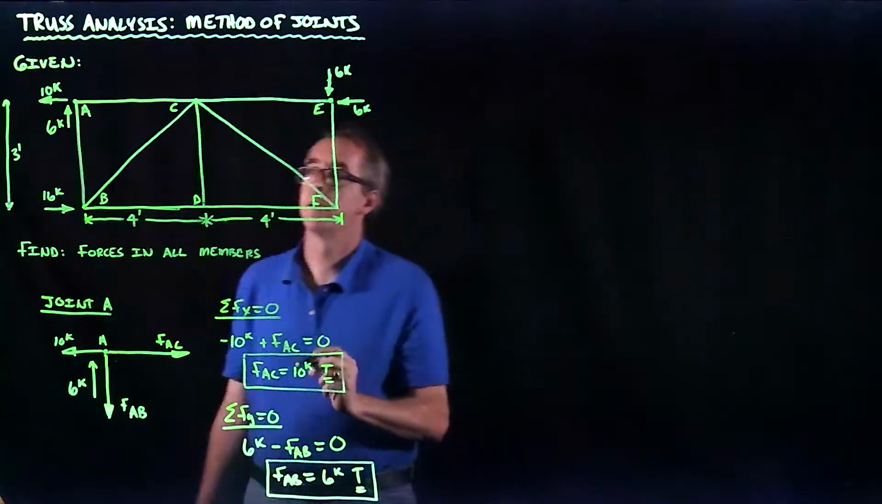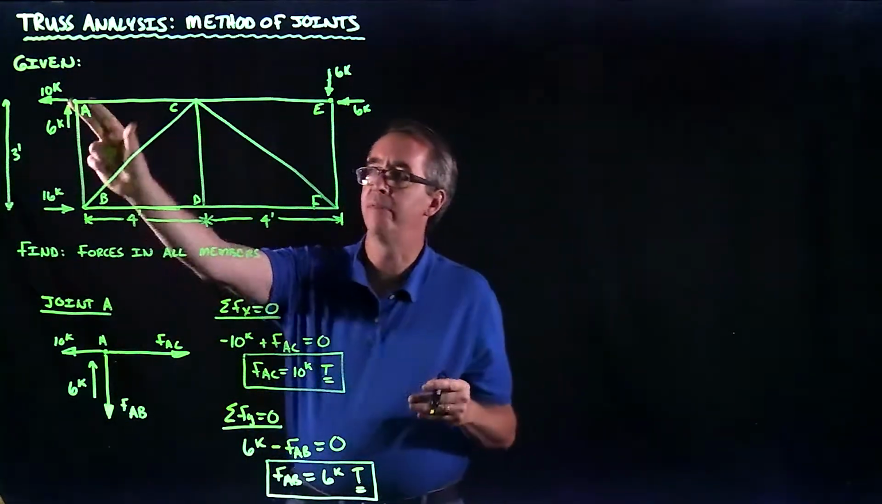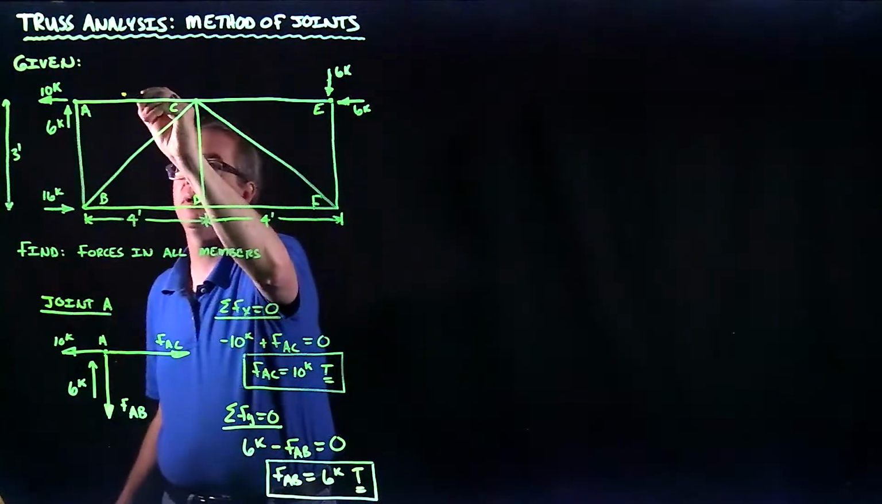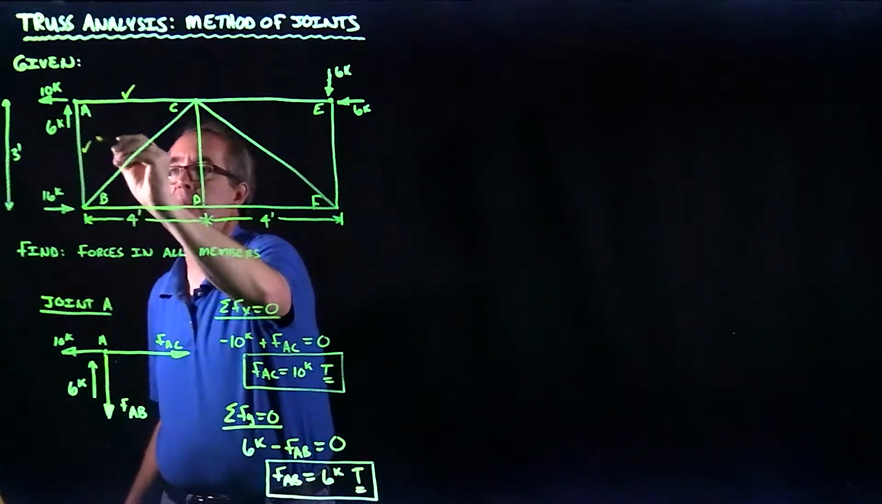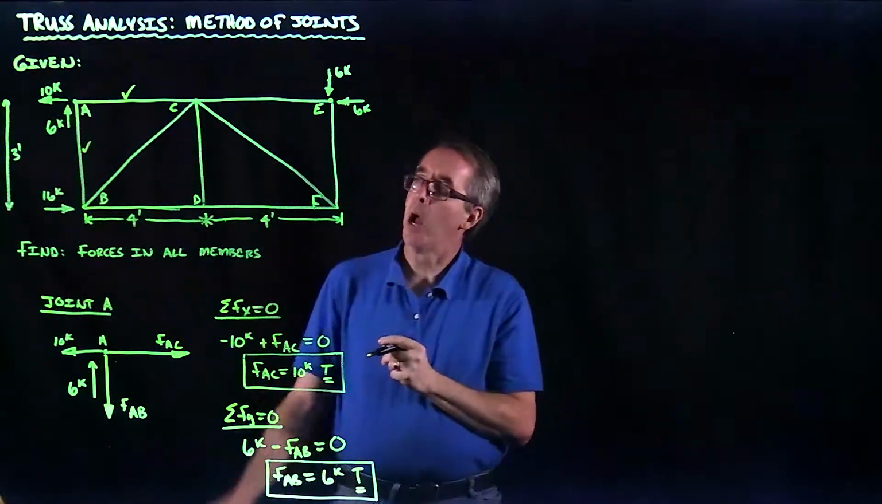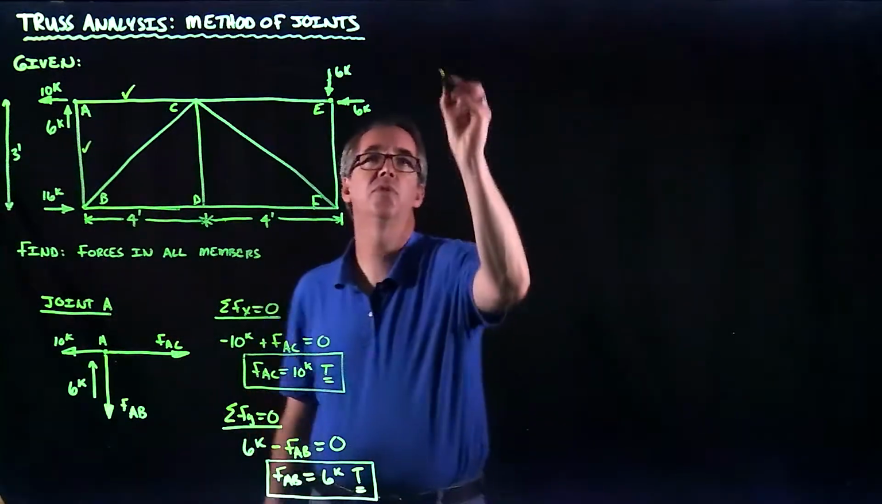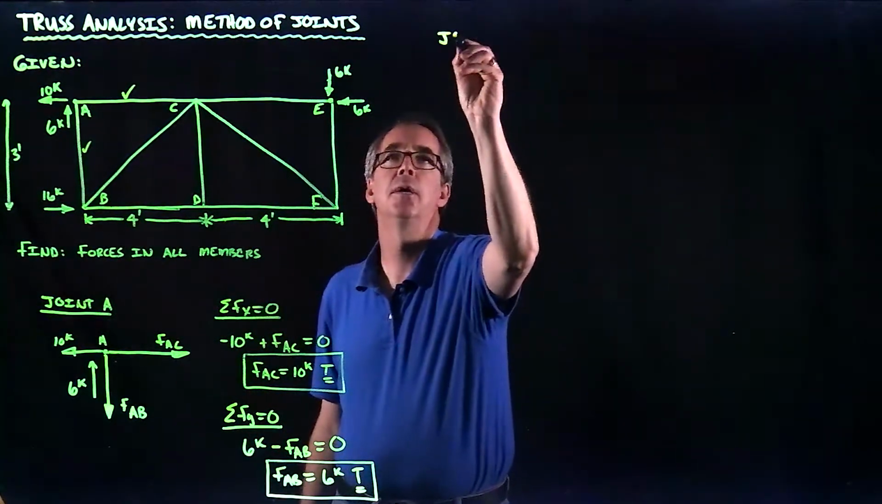So I kind of went after the low-hanging fruit first, and I looked at a point where I have 2 unknowns, and so I went ahead and solved for this member here and this member, AC and AB. All right. Now that I know AB, I'm just going to work my way to the next joint, which is joint B.